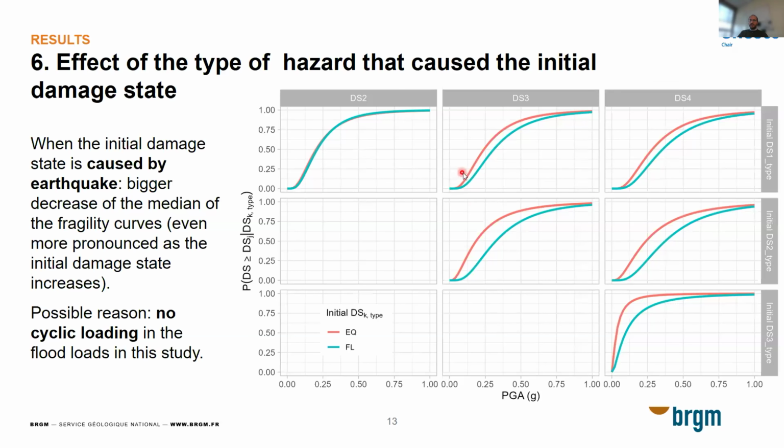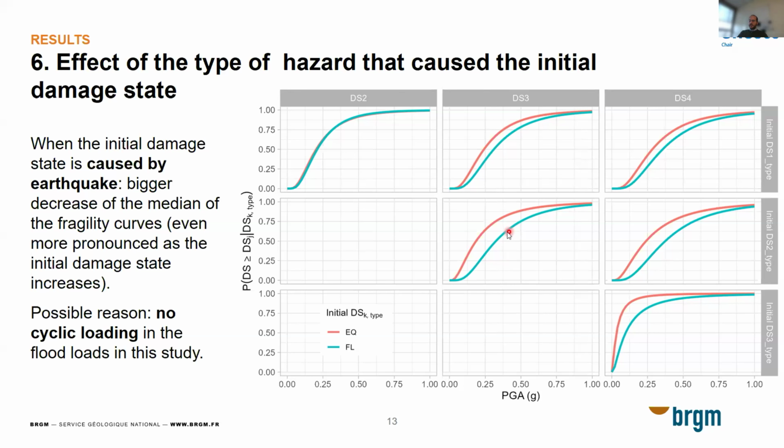And now, with respect to the type of hazard that has caused the initial damage, here we have the seismic fragility curves based on the responses in the second loading step for damage state 2, 3, and 4, when the building already has initial damage state 1, 2, or 3 due to the loading in the first step. And we have the fragility curves in the case that this existing damage was caused by flood with the blue line. In the case when the existing damage state has been caused by earthquake, the fragility curves are given with the red line.